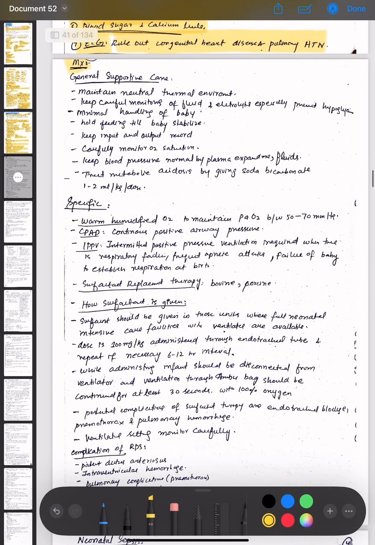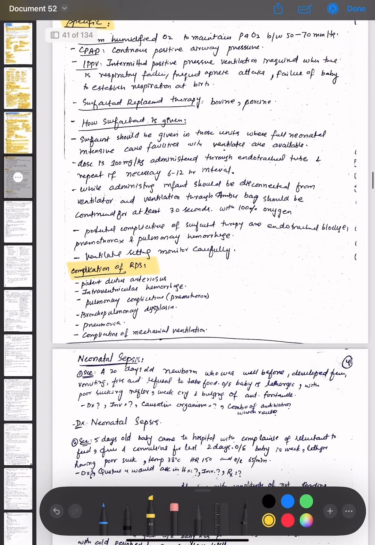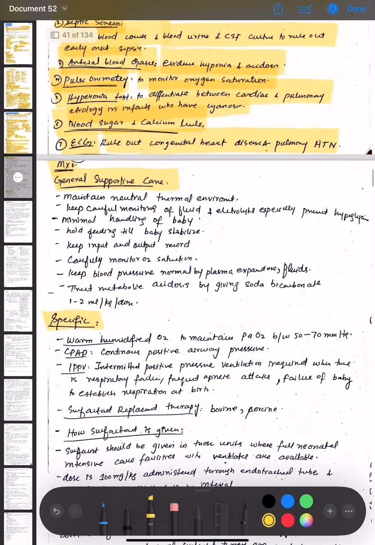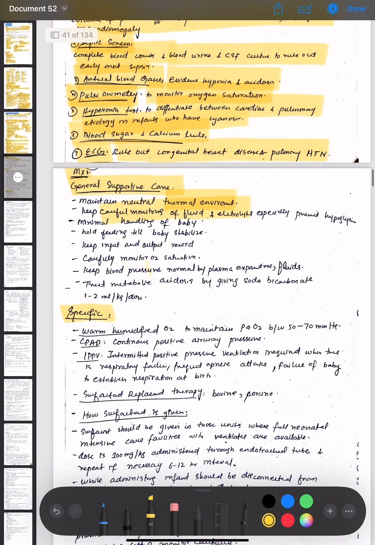Now, coming towards the management options of respiratory distress syndrome, we have both the general supportive management and the specific management, and then we will discuss the complications. So, in the general management, maintain a neutral thermal environment, and keep careful monitoring of fluids and electrolytes, especially to prevent hypoglycemia. Minimal handling of the baby is done.